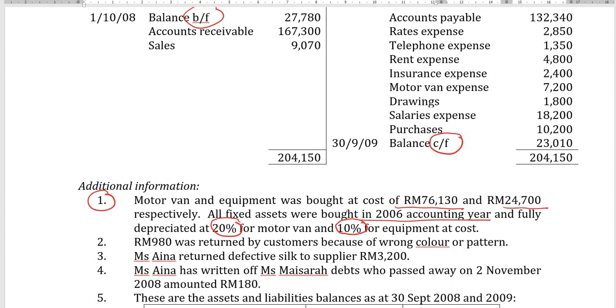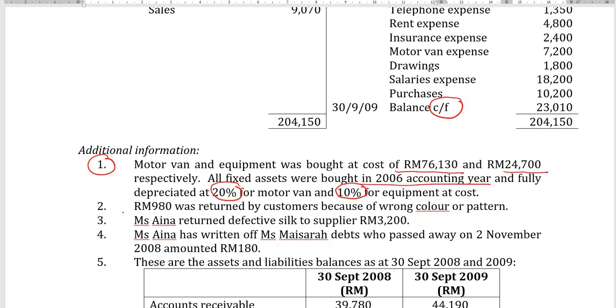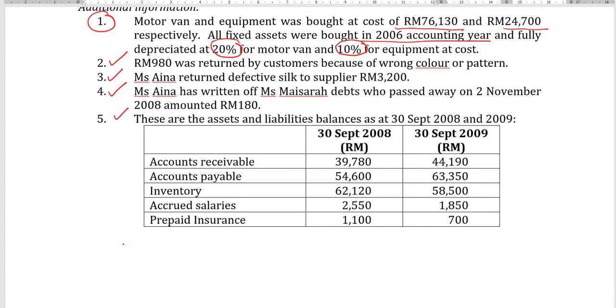Okay, okay, sekejap before we go to that. So number 2 is returns. This is also returns. Okay, yang ini is bad debt expense. Lepas tu dia bagi kamu baki asset dan liability. Okay, we go to the accounting period.